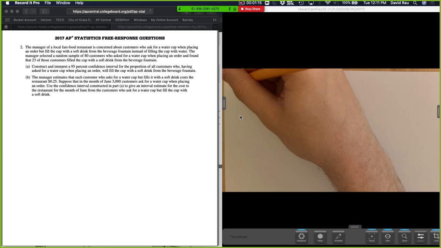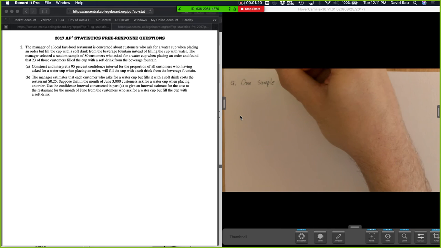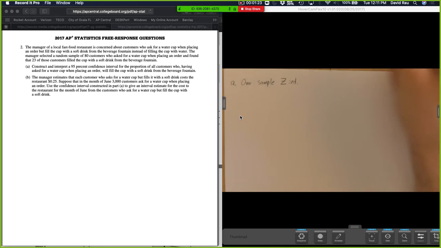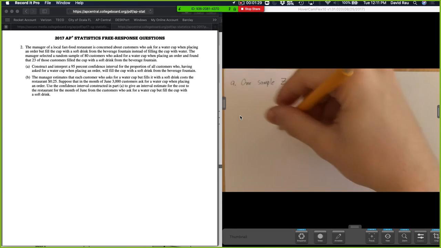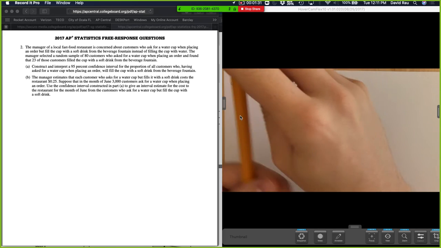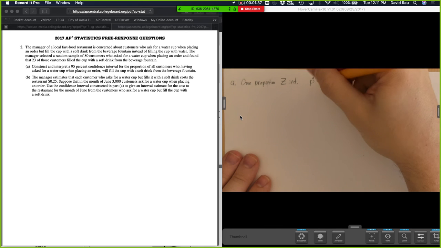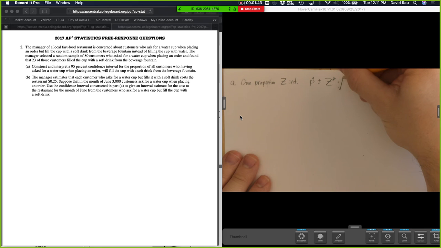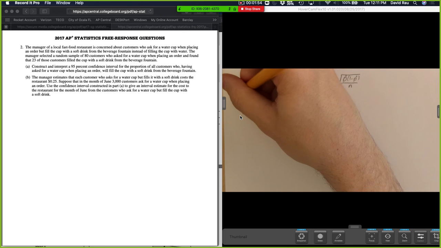So we'll use a one proportion z interval, and I'll write what that is. That's p hat plus or minus your critical z value times the standard deviation, which is given by this. And this is all in the reference sheet. Now from there, here is the idea. We need to show the conditions have been met.